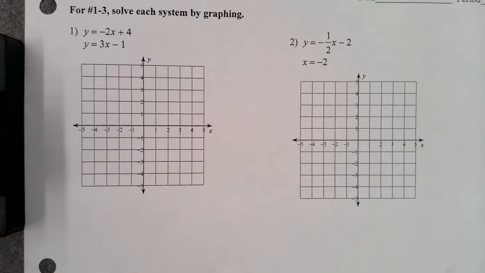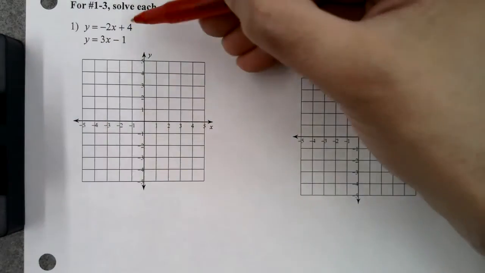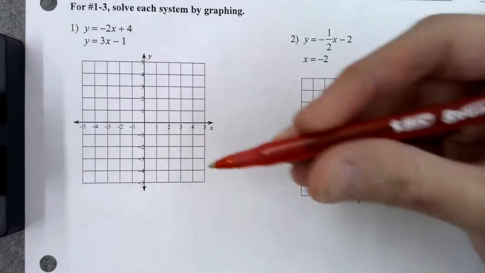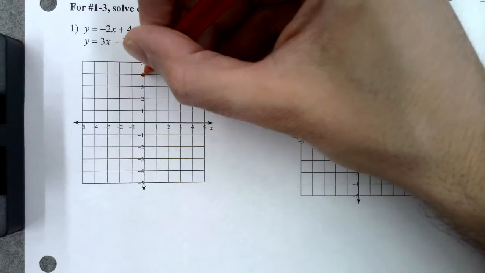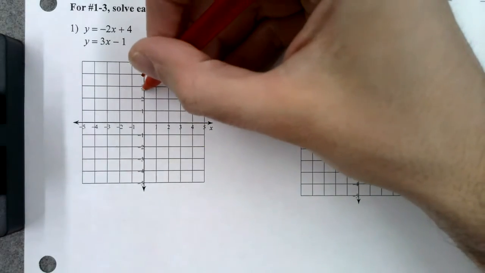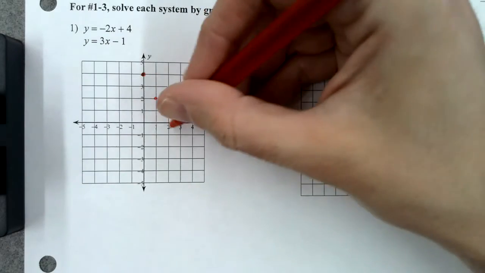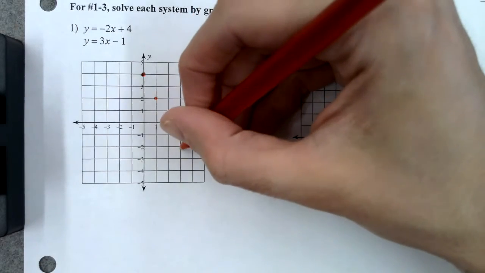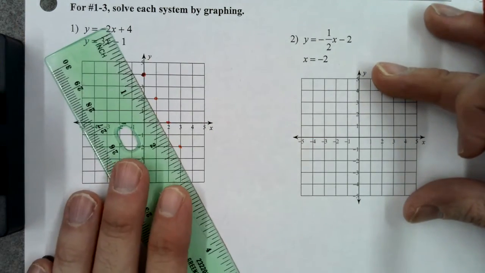This first example right here, graph each line separately, okay? So y equals negative 2x plus 4. This line has a y-intercept of 4. So you graph that first. The y-intercept is 4. The slope is negative 2. So that means from 4, you're going to count down 2 and right 1. Do it a couple of times so your graph looks nice. And then draw your line through that.